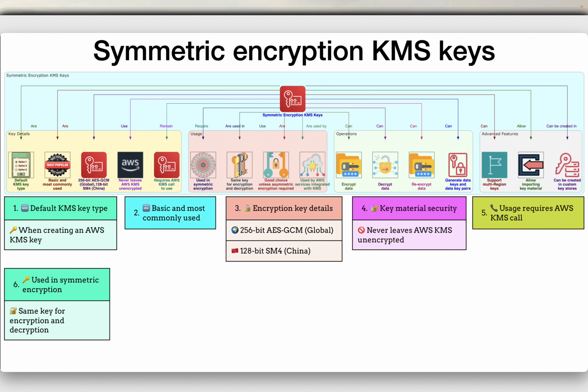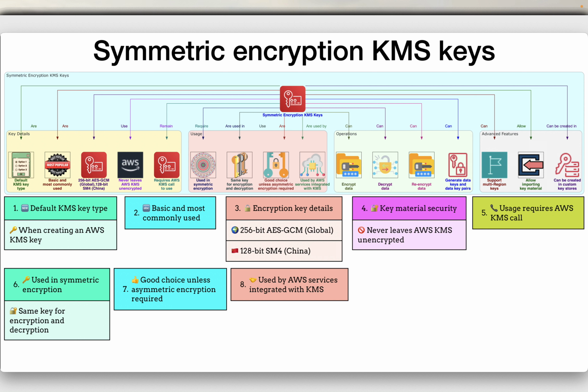Symmetric encryption keys are used in symmetric encryption, where the same key is used for encryption and decryption. Unless your task explicitly requires asymmetric encryption, symmetric encryption KMS keys, which never leave AWS KMS unencrypted, are a good choice. AWS services that are integrated with AWS KMS use only symmetric encryption KMS keys to encrypt your data. So this is the default encryption.